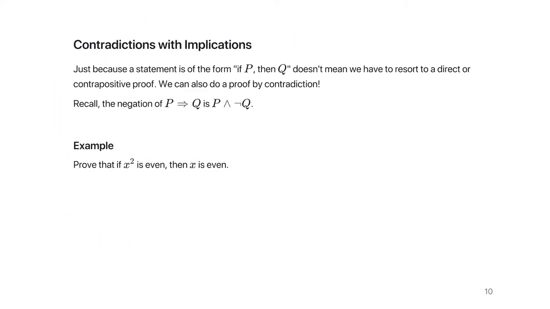And so we sort of already talked about this, contradictions with implications. We did this at the beginning, right? If we want to prove P implies Q using a proof by contradiction, we can just assume P and not Q, right? And so this is very similar to the one you're doing on your homework. Prove that if X squared is even, then X is even. If we wanted to do this using a contradiction, this is P, this is Q. What would P and not Q be? Well, that would be X squared is even and X is odd.